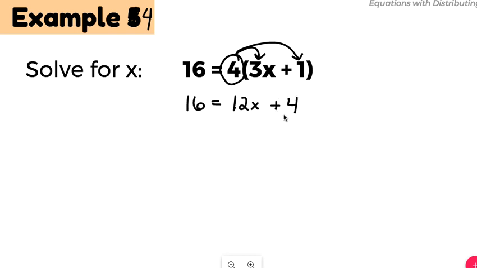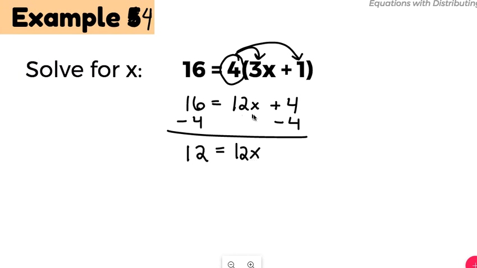Undo our addition next. If I have positive 4, I need that to become 0. So I add a negative 4. 16 plus negative 4 is 12. Bring my 12x down. Remember, I didn't do anything to the 12x yet. 4 minus 4 or 4 plus negative 4 is 0. Now 12 is my coefficient. We want our coefficient to become 1 by undoing the multiplication. Look at that as a fraction and multiply each side by the reciprocal.